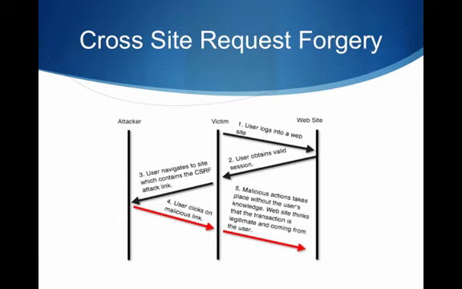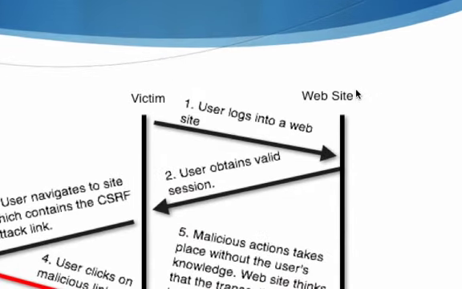So let's quickly look at this diagram to get a better idea as to how this happens. Before an actual cross-site request forgery attack can occur, there's a prerequisite. The prerequisite is that the victim has to gain the trust of the website. Therefore, they have to at least have logged into a website that they have a username and a password for, and obtain a valid session for that website.